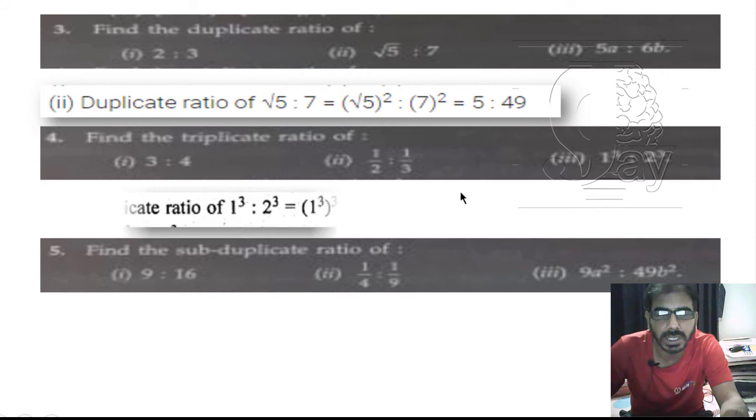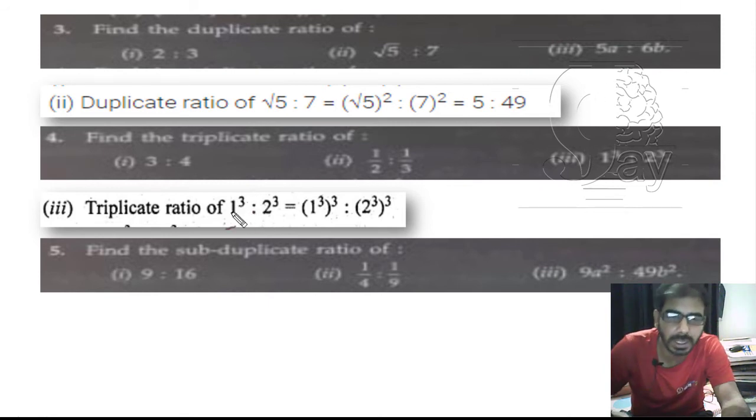Similarly, the next one is triplicate ratio. We have chosen the third one. That's triplicate ratio of 1 cube is to 2 cube. Now be careful, it is already given 1 cube is to 2 cube, but we have to find the triplicate ratio of that, so we have to take the cube of that. Even though the cube is given, you have to be careful about that. You have to take the cube of the given terms, so you will have 1 is to 8 cube, that's 1 is to 512.